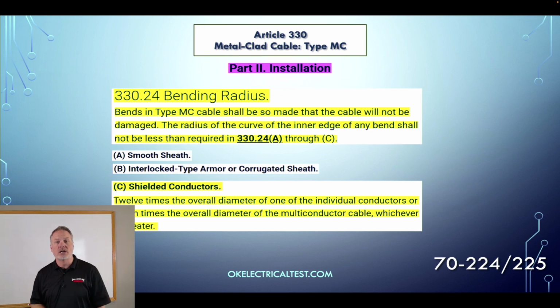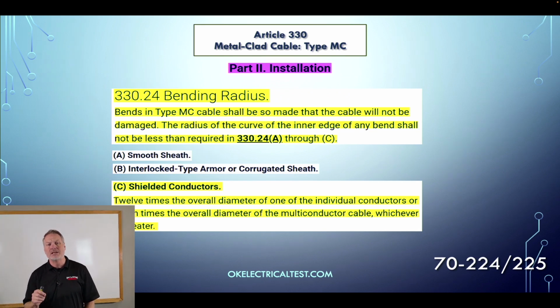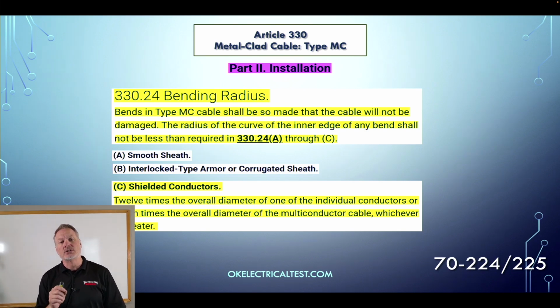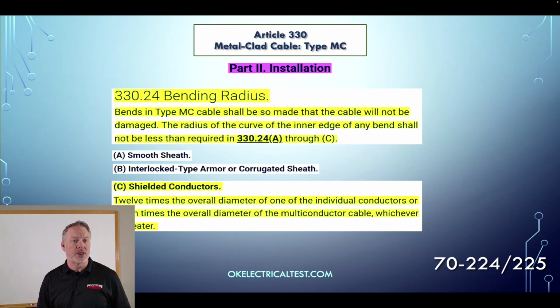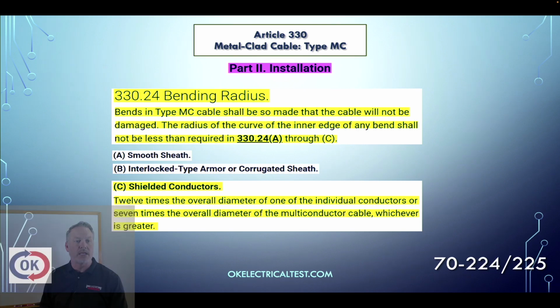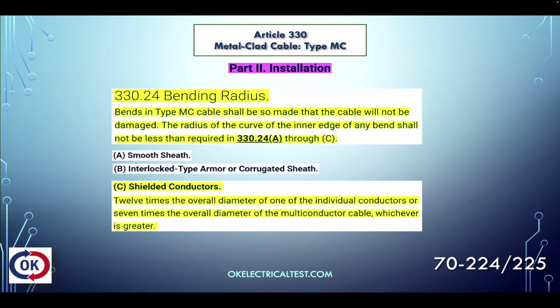Let's take a look at Article 330. Article 330 is metal-clad cable type MC. And so we're going to start here under Part 2, installation, with 330.24 bending radius. Bends in type MC cable shall be made so that the cable will not be damaged. The radius of the curve of the inner edge of any bend shall not be less than required by 330.24 A through C. We're going to jump down to letter C down below here, skip letter A and B, jump down to C. Shielded conductors.